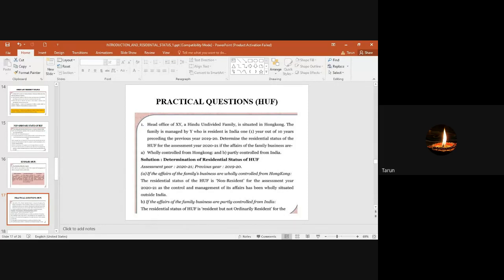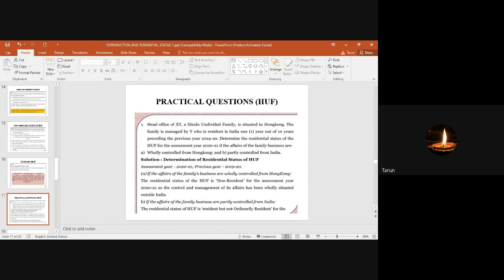But unfortunately, in this particular portion, the two additional conditions cannot be satisfied, because only 1 year of data has been given in this question to identify whether it is resident ordinary or not ordinary. So the two additional conditions cannot be satisfied under this category. That means the HUF will become a resident but not ordinary resident of India.